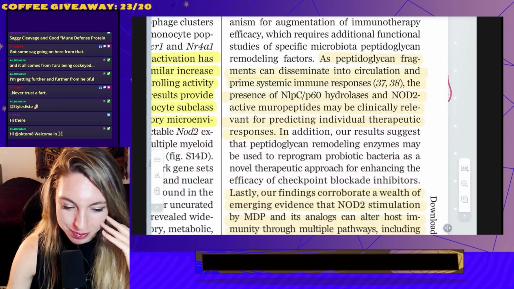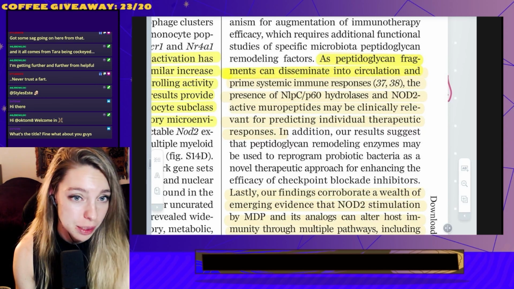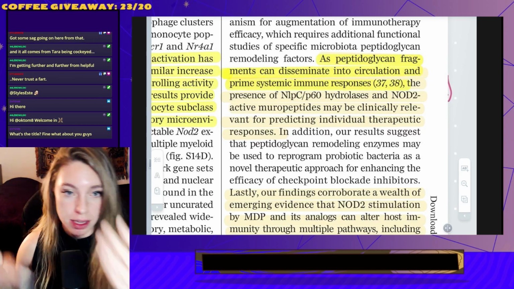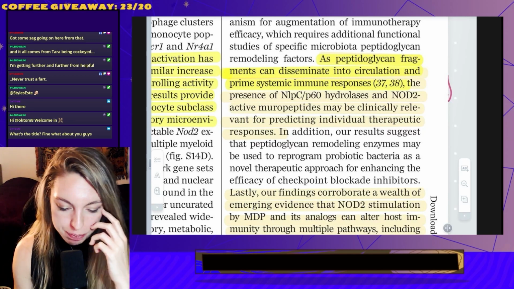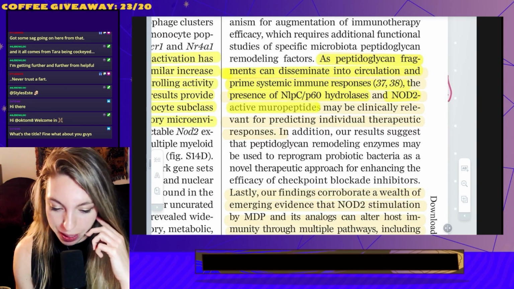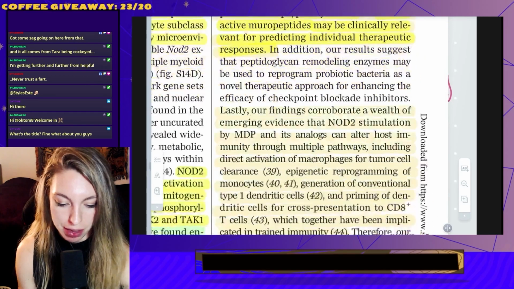Okay. As peptidoglycan fragments can disseminate into circulation, so into the bloodstream, and prime the systemic immune response, so this is just the immune response throughout the whole body, the presence of these hydrolases, so SagA, and NOD2 active neuropeptides may be clinically relevant for predicting individual therapeutic responses. Okay, a lot more blah, blah, blah.